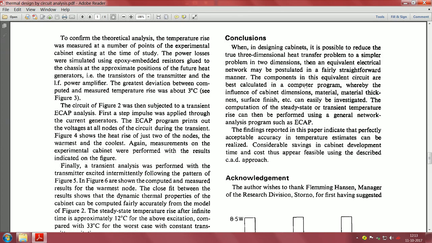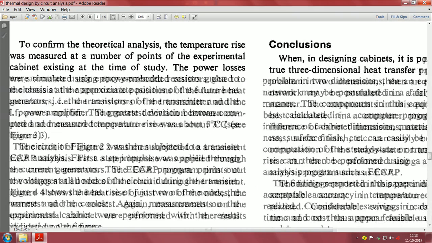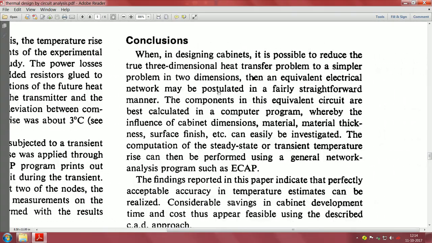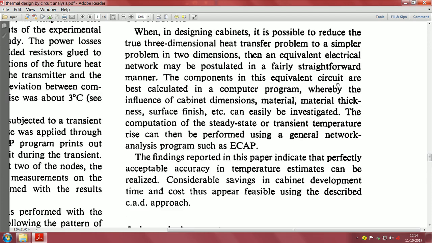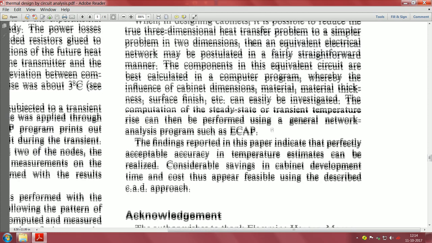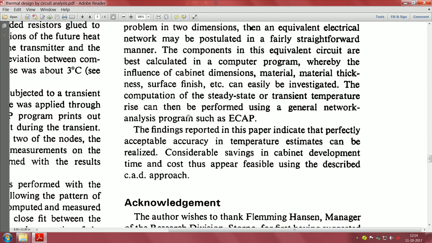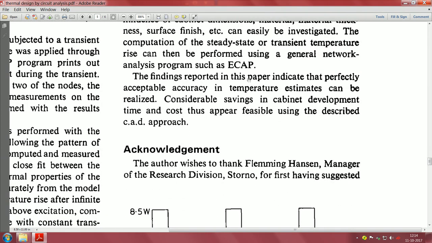When designing cabinets, it is possible to reduce the true 3-dimensional heat transfer to a simpler problem in 2 dimensions. An equivalent electrical network may be postulated. In a fairly straightforward manner, the components in this equivalent circuit are best calculated by a computer program, whereby the influence of cabinet dimensions, material thickness, etc. can be investigated. Computation of the transient temperature rise can then be performed. Findings reported in this paper indicate acceptable accuracy.